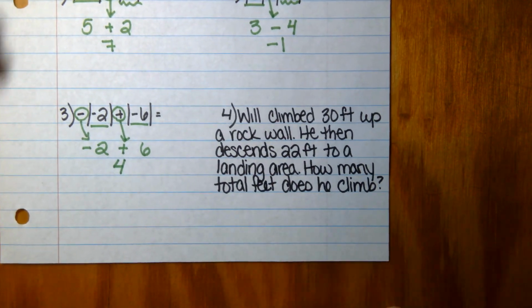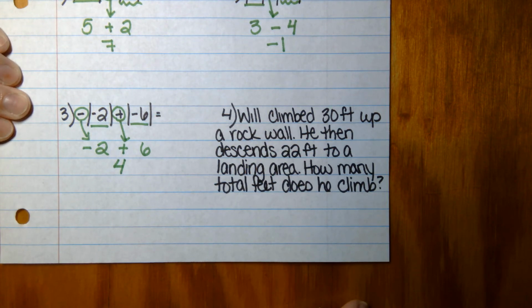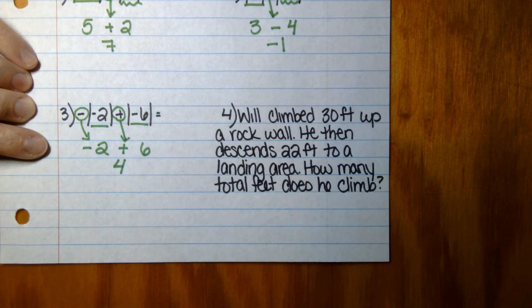If we look at this word problem, it says Will climbed 30 feet up a rock wall. He then descends 22 feet to a landing area. How many total feet does he climb? So think of this as that walking. We walk forward 30, we walk back 22.